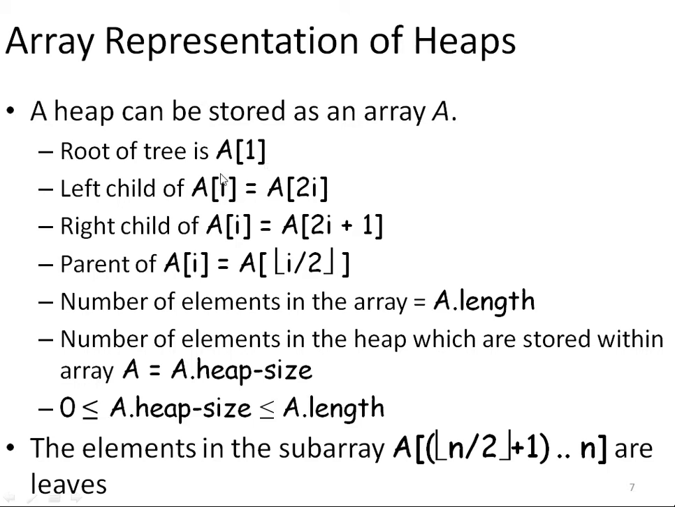If we talk about an index position I, then the left child of I will always be present at index position 2 times I. The right child of I will be present at index position 2 times I plus 1. The parent of I will be present at index position floor of I by 2. Kindly note that the root of a tree will not have any parent.